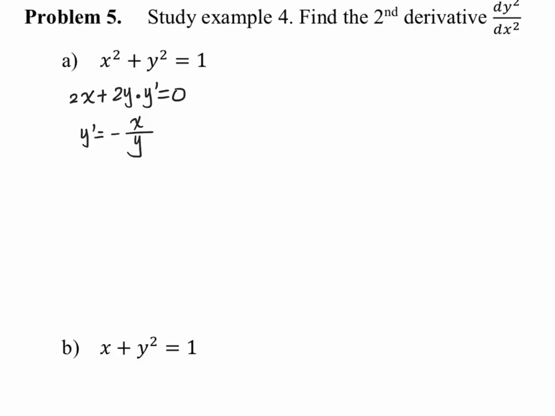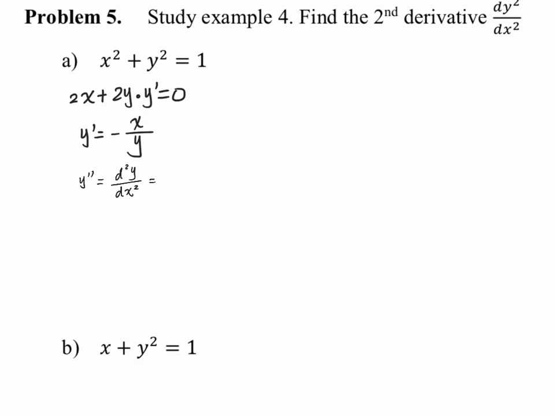To find the second derivative, obviously you see this is a quotient of two functions. The function on top is x, the function on bottom is y. Y is a function of x, right? So you're going to use quotient rule. So I'm going to say double derivative. Do you remember the notation is d squared y over dx squared, right?